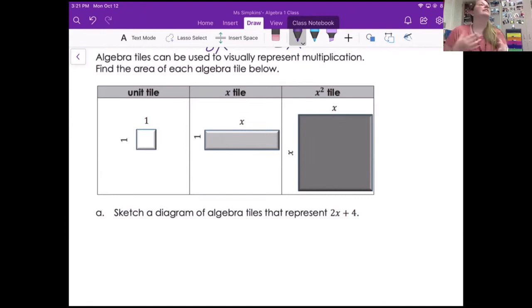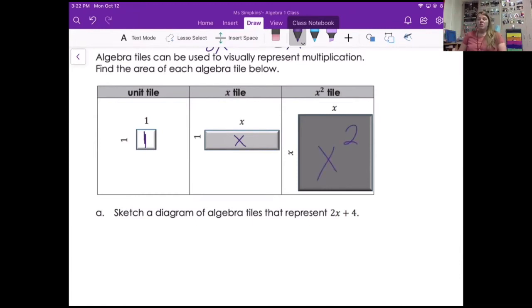So, although important to see, not realistic to do for every single problem, right? Hey guys, if you're on your computer, you don't need them right now, so thank you. So we have our 3 tiles. We have our 1 unit tile, so we're going to write a 1 in there, because length is 1, width is 1, area would be 1. Our X tile, our length is X, our width is 1, so the area would be X. And our X squared tile, our length and our width are both X. X times X would be X squared.